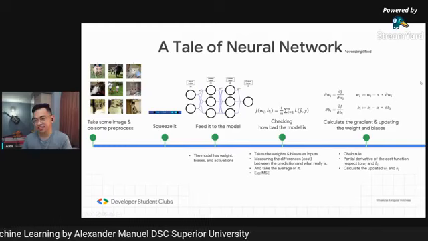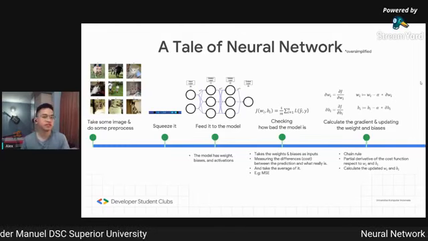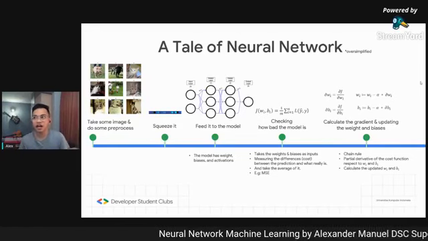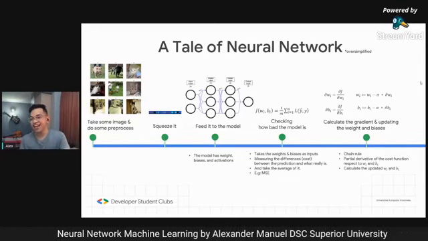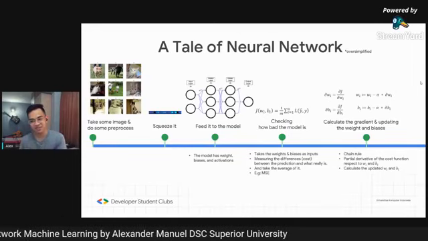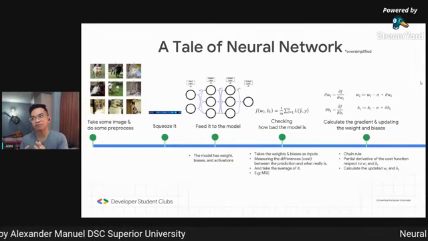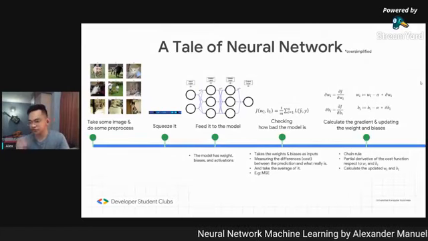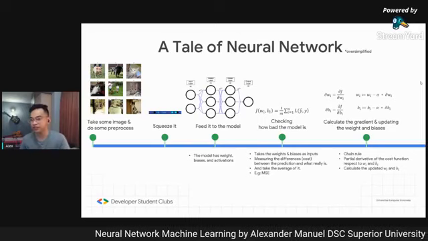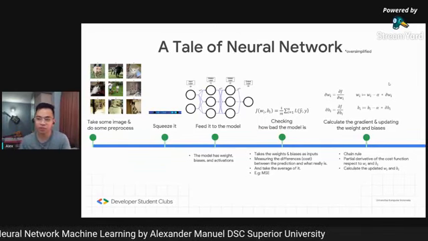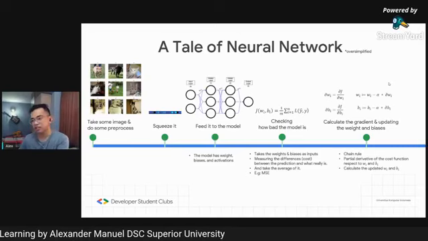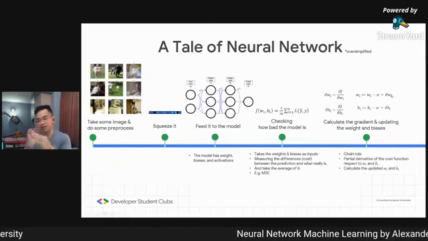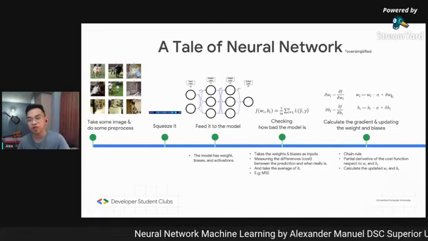So you take some image and you do some pre-processing. What is pre-processing? It's a process that turns the image into a series of values, because you cannot put the whole image into the neural network. It can only take one channel of input.